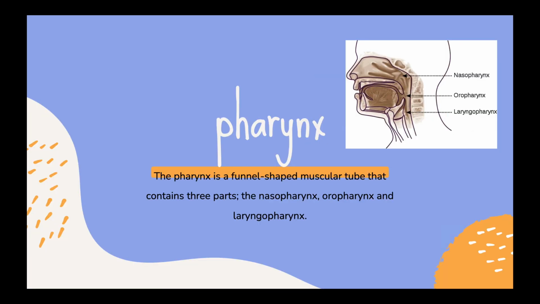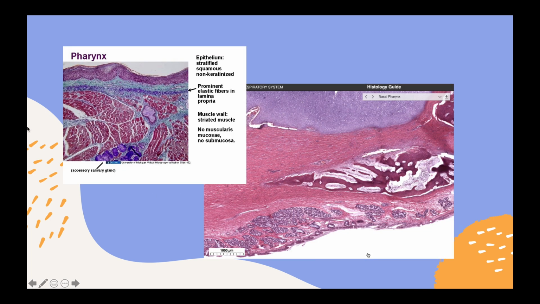So, after passing through the nasal cavity and the paranasal sinuses, the inhaled air exits through the conchae into the pharynx. The pharynx is a funnel-shaped muscular tube that contains three parts: the nasopharynx, oropharynx, and the laryngopharynx. So this is the pharynx. The pharynx is stratified squamous non-keratinized.